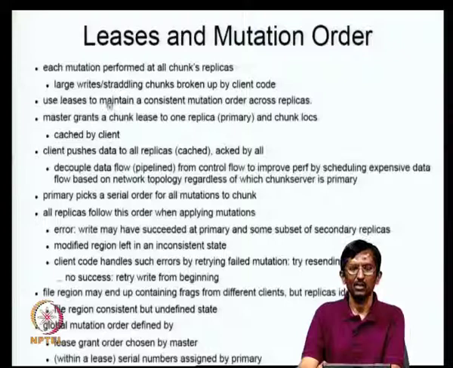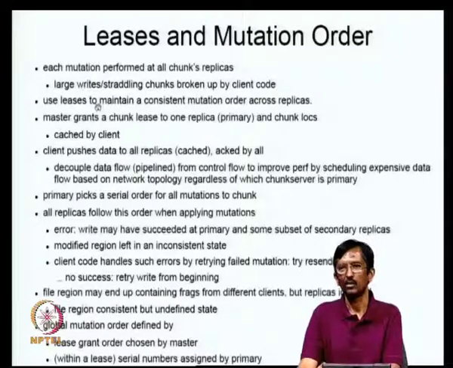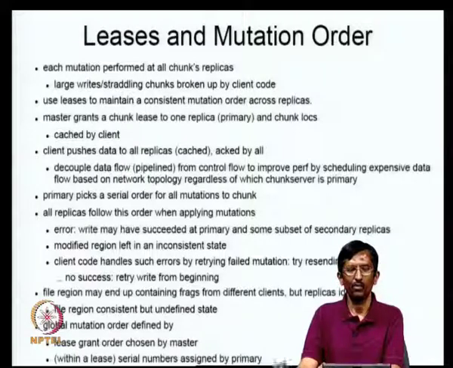So because you have the lease model, even if the primary fails, it won't reconnect with the master to renew the lease. Therefore, the master can actually give it away to somebody else. Okay.